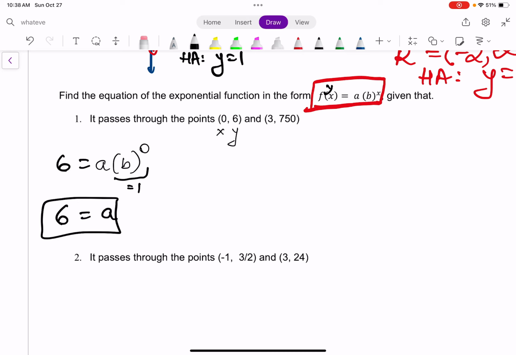Great. Now I'm going to use the second point to find the b. I already know that a is equal to 6, so I'm going to use that. So in place of y, I put 750. In place of a, I put 6. I already found a. There's no reason to hide it again. b is still the one that I have to find, and x is 3. Great. So to get to that b value, I'm first going to divide by 6. And that should be 125 or something, but I'll check. So 750 divided by 6, yeah, 125.